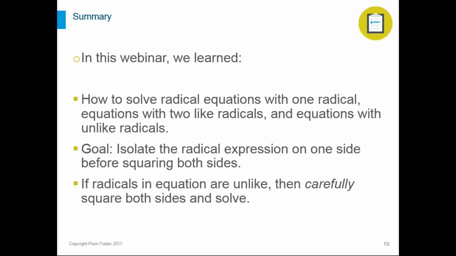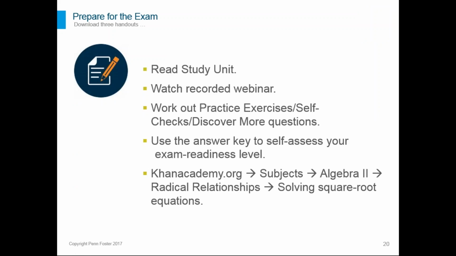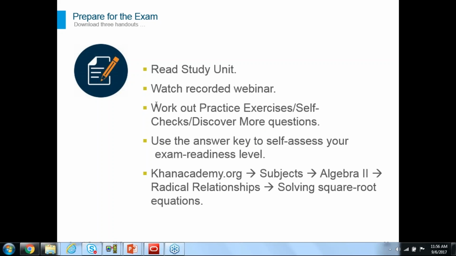For studying for that exam, of course, you want to go and read your lesson. You're not going to depend only on this webinar or maybe your memory of the high school years when you've done radical equations. You want to go ahead and learn the topic one more time. You want to do the discover more questions or the practice exercises, whatever they're called in your unit. The answer key for those questions are provided. So whenever you work on those problems, you can check your answers with the answer key. If most of your answers are correct, then you're ready for the exam. If most of them are incorrect, then do not proceed to the exam, please. You can watch that webinar as well as a resource.